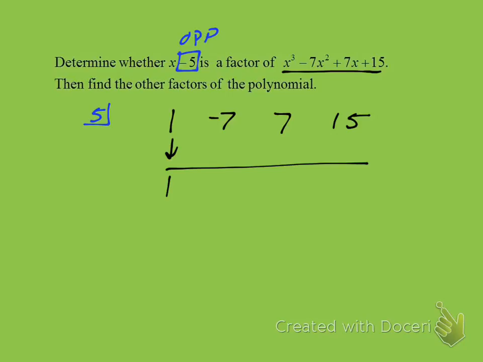Okay, run through your divisions. Bring 1 down. 1 times 5 is 5. Negative 2. Negative 2 times 5. Negative 10. Negative 3. Negative 15. 0 is your remainder. Okay. So we did it right. Alright? We got 0 as a remainder.